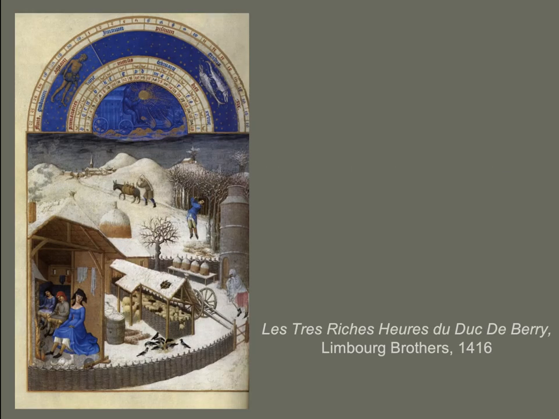So this is a piece by the Limburg brothers from 1416. It's a calendar, and it's for the month of February. It's rendered in a lot of detail. So you can look and you can see, you can count the amount of birds that are present. You can count the sheep that are in this little barn here.